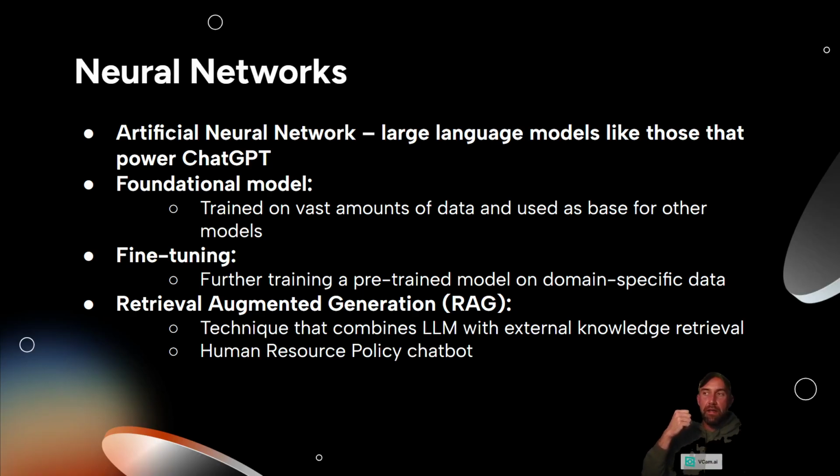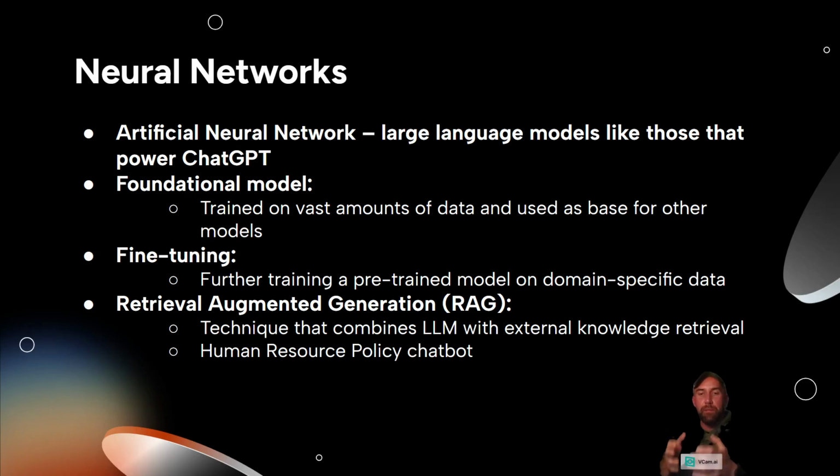When the chatbot users then send a prompt to the chatbot, instead of going straight to the large language model, it first queries the human resources documents. It finds the text that's relevant to the prompt. It then sends the prompt and the relevant text to the large language model. The large language model does its reasoning, its inference. It then sends a response back and presents it to the user as the answer.